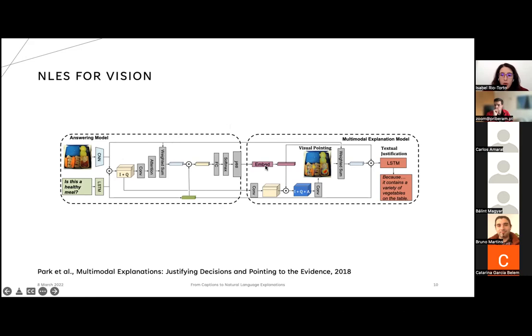And as I was saying before, this textual justification module is trained for next word prediction with supervision from human annotated ground truth justifications. So the authors propose, if I'm not mistaken, two data sets, one on action recognition and one on visual question answering. They collect human explanations given by a pool of annotators, and this is how they train their model. Also here, just note that the textual justification module gets not only the visual pointing, but also the inputs from the answer and the question as well.